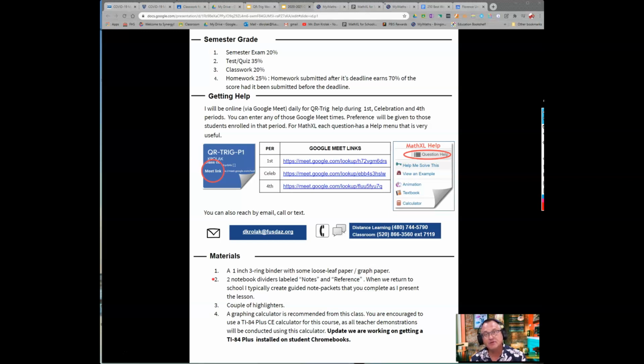The other thing that we use quite a bit in the class are graphing calculators. Now, right now, I don't want you to go out and buy a graphing calculator. We're working on trying to get these installed on the Chromebooks, so you'll have a virtual graphing calculator.